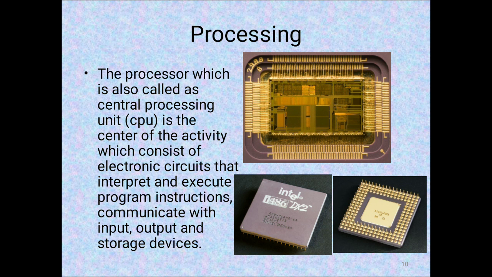Now come to the processing. The processing is performed with the help of the processor. Some images of the processor are available at the bottom in this image group, and above as well. The processor, also called the central processing unit, as you know, is the center of activity of all the components of the computer system, which consists of electronic circuits that interpret and execute program instructions and communicate with input, output, and storage devices.